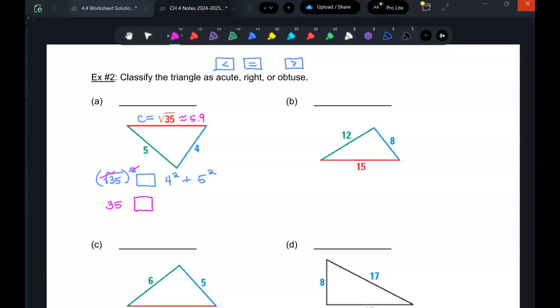Okay, 35. The one on the right is greater. 35 plus 41, and 41 is on the right side. If it's less than, we said what kind of triangle is it going to be? Acute.